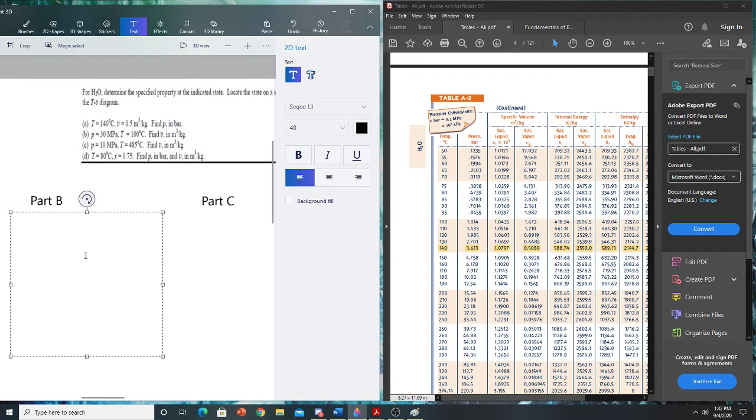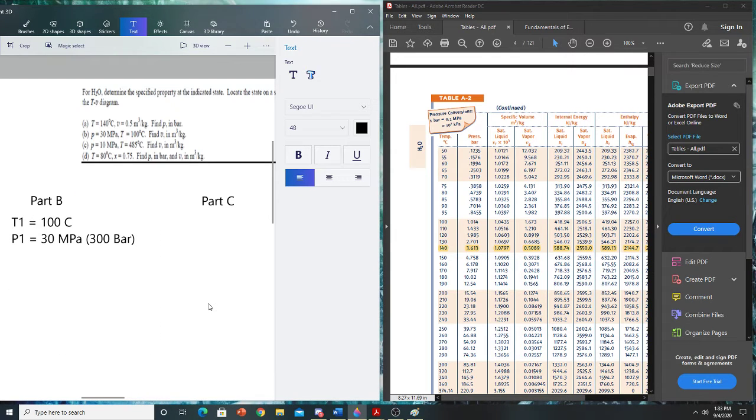So what do we know? This is the very first thing we have to do. Once again, T1 is equal to 100C. P1 is equal to 30 MPa, which is also equal to 300 bar, right? So those are our two things that we know off the start.